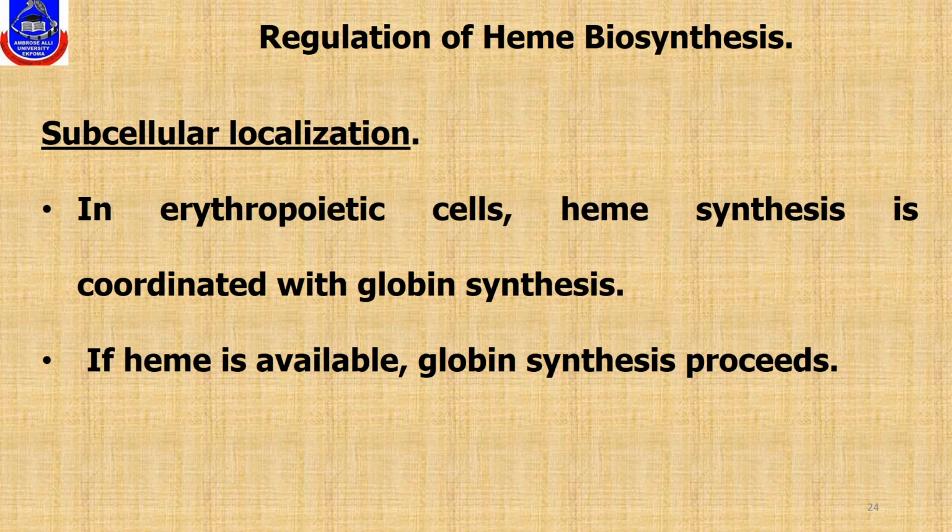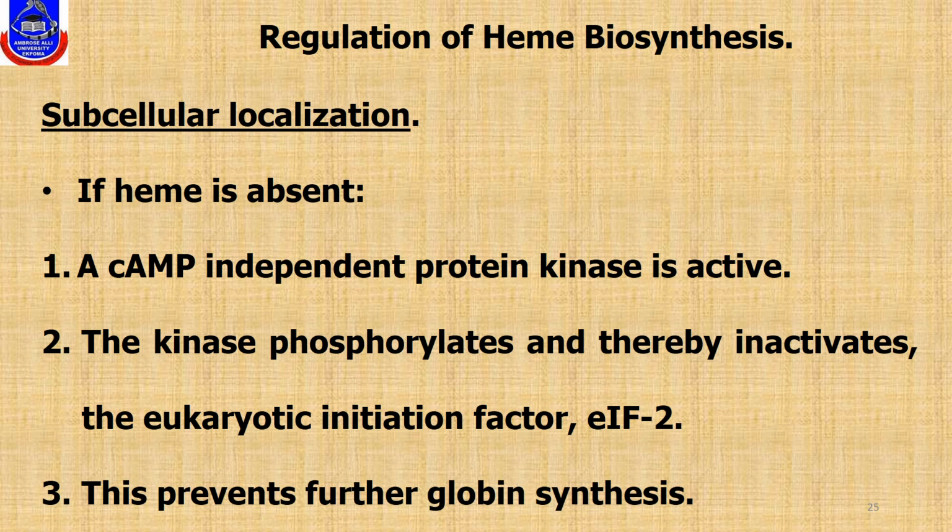In the erythropoietic cell, heme synthesis is coordinated with globin synthesis. If heme is available, globin synthesis proceeds. If heme synthesis is absent, AMP-independent protein kinase is active. The kinase phosphorylates and thereby inactivates the eukaryotic initiation factor 2.